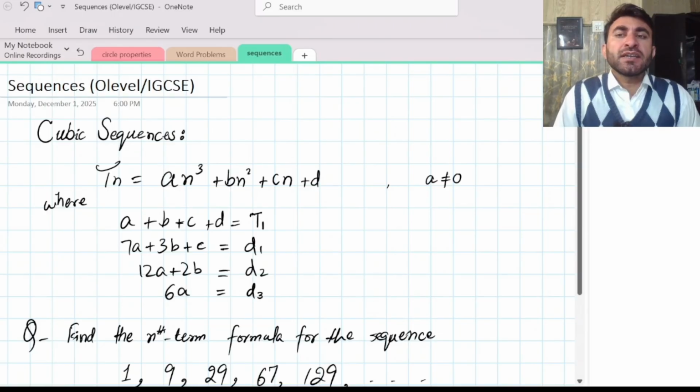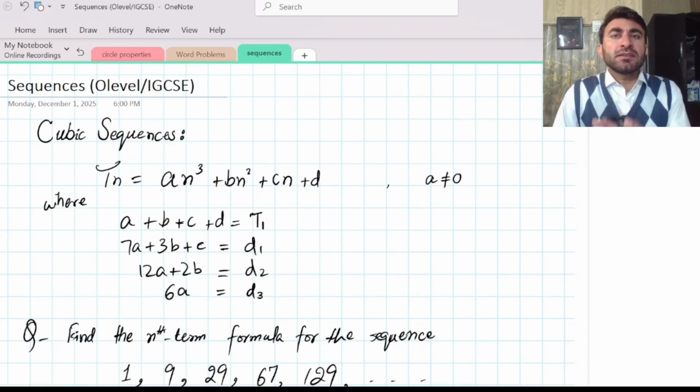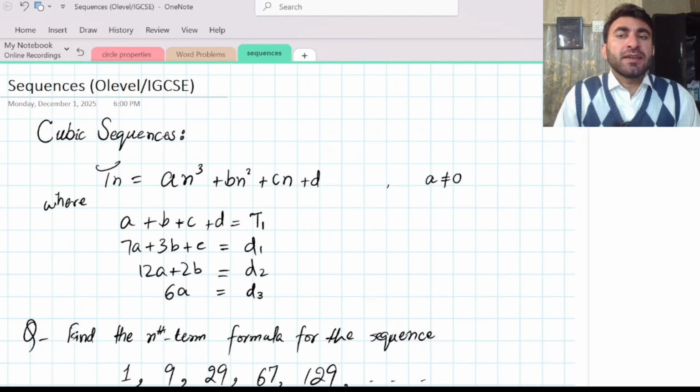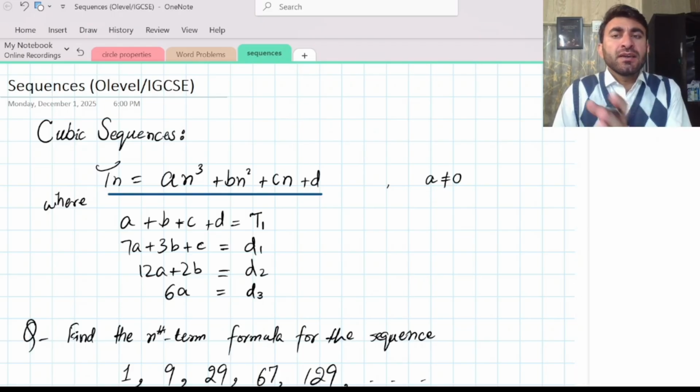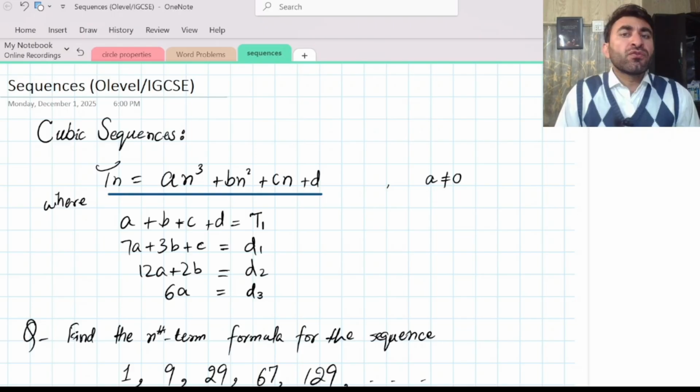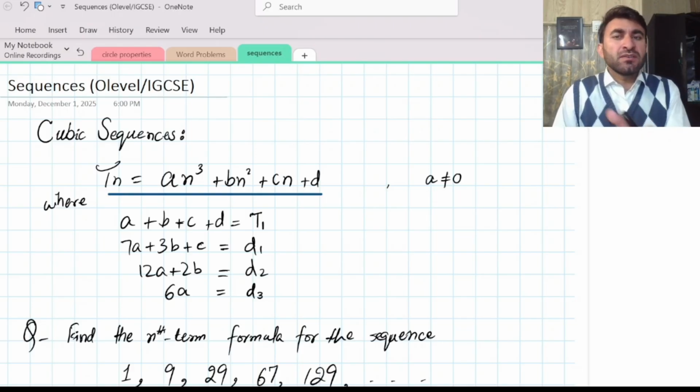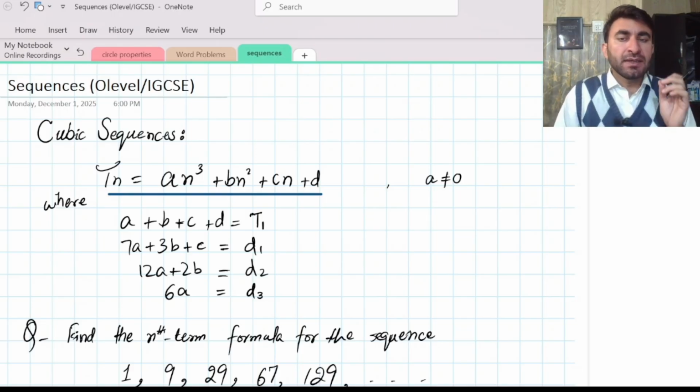As we already know, if it is a cubic sequence, then the nth term will be a cubic expression in n. So in this formula, we start with the cubic expression, the nth term Tn equals an cube plus bn square plus cn plus d, where a cannot be 0. This is a standard cubic expression in n, and a, b, c and d are the four constants, the unknowns. And we need to figure out the values of a, b, c and d using these four relations.